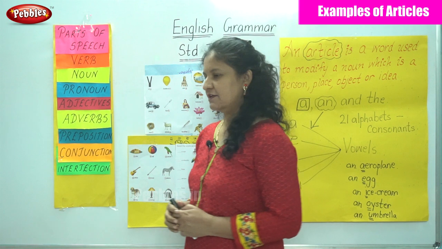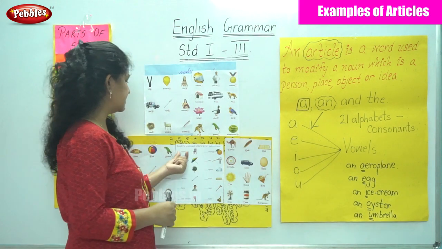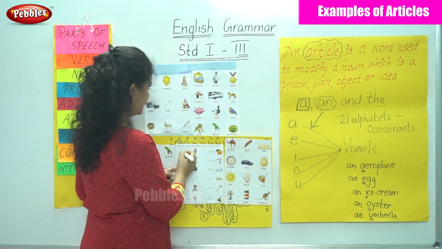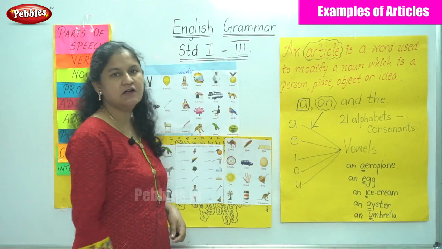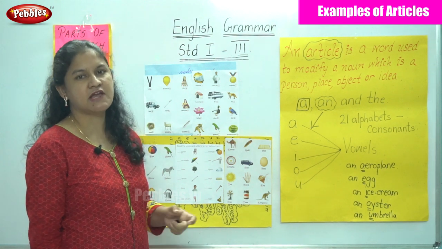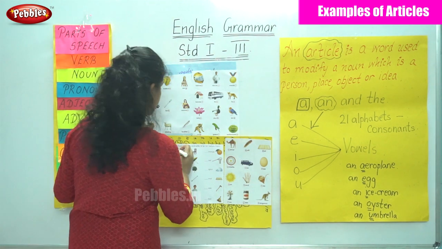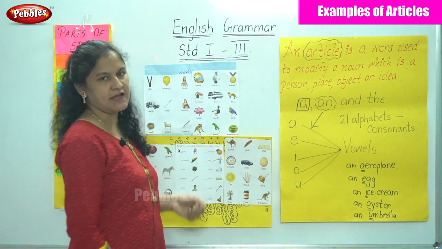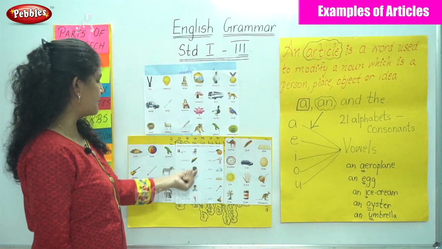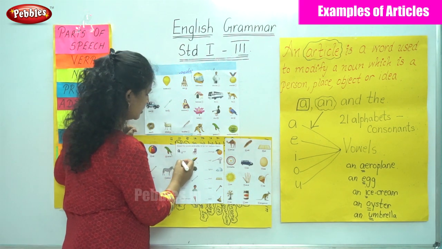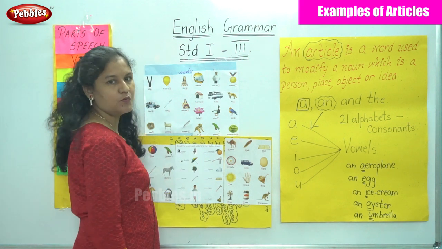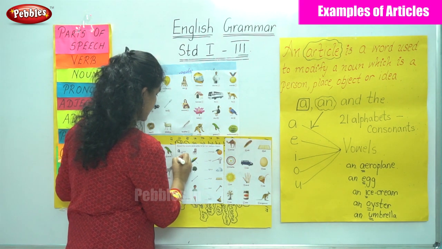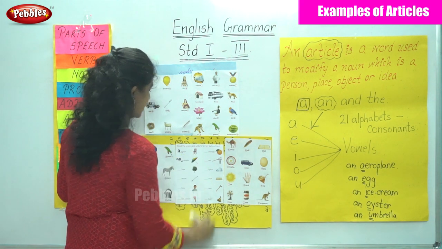So let us see. The first word is chair. Chair begins with the alphabet C, and alphabet C is a consonant. So then we write the article a chair. The next word is umbrella, and it begins with U, and U is a vowel. So then I write the article an umbrella.